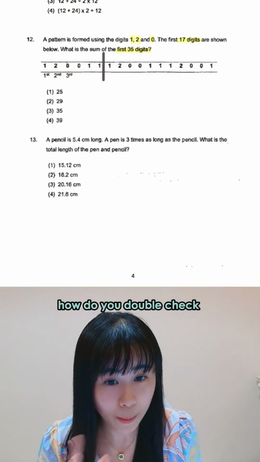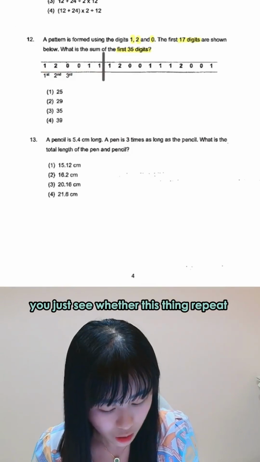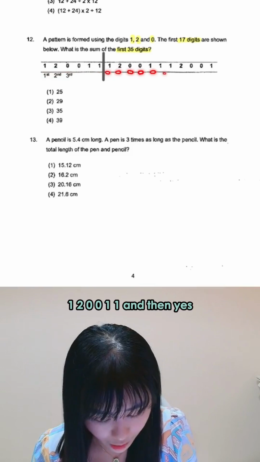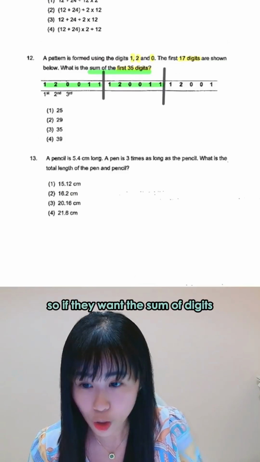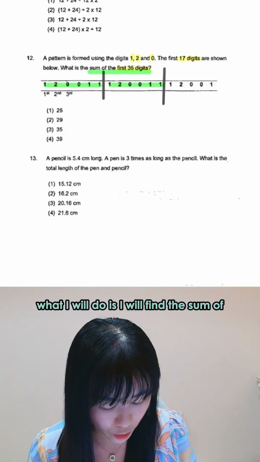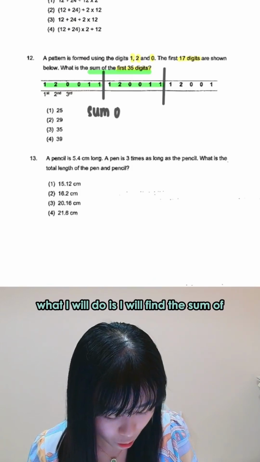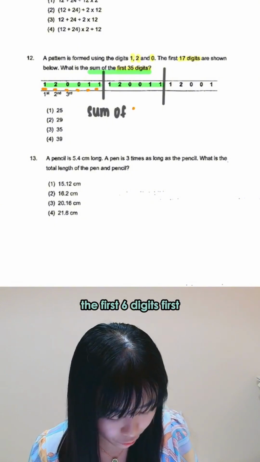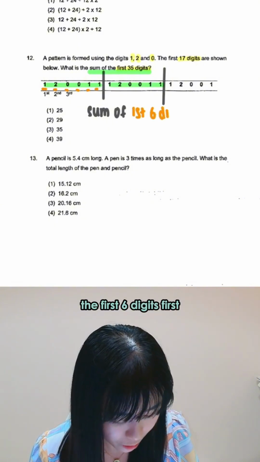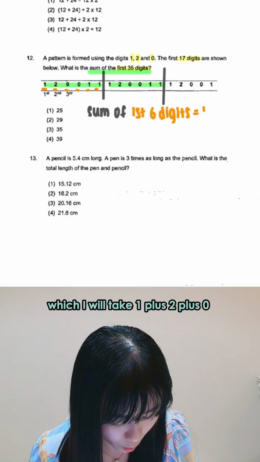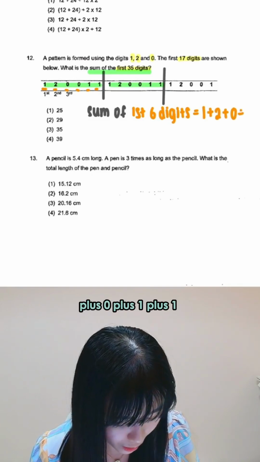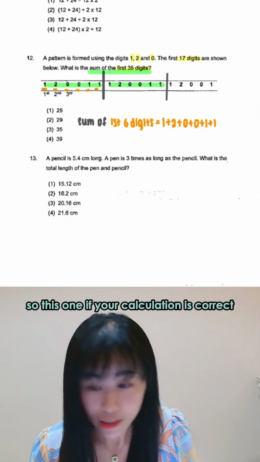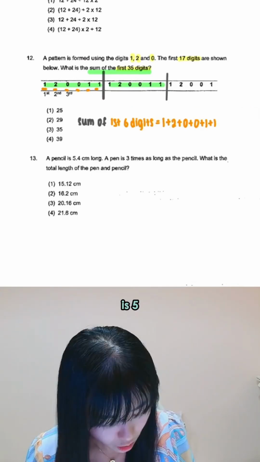Okay. How do you double check it is really like that? You just see whether this thing repeats one more time again here. 1, 2, 0, 0, 1, 1. And then, yes. So if they want the sum of digits, what I'll do is find the sum of the first 6 digits first, which is 1 plus 2 plus 0 plus 0 plus 1 plus 1. I'm adding all this up. So if your calculation is correct, it is a 5.